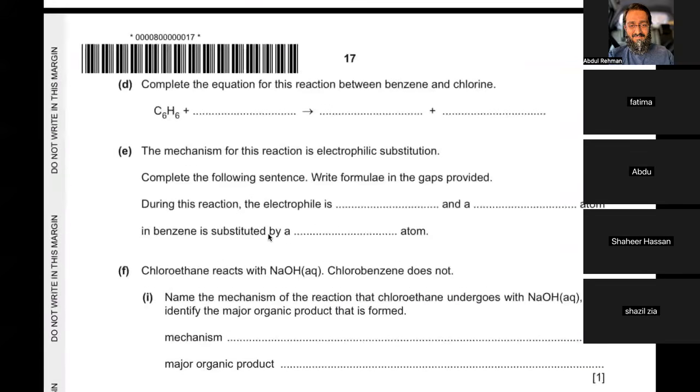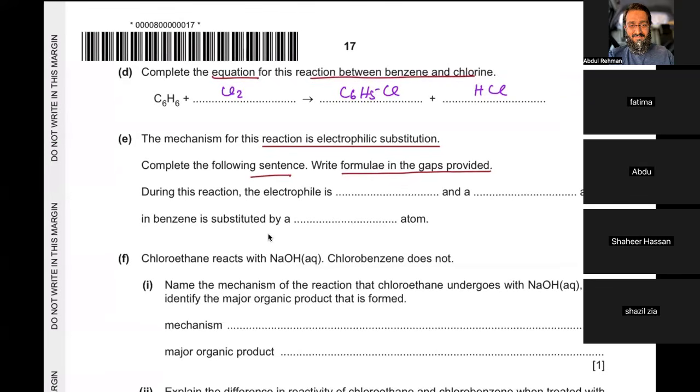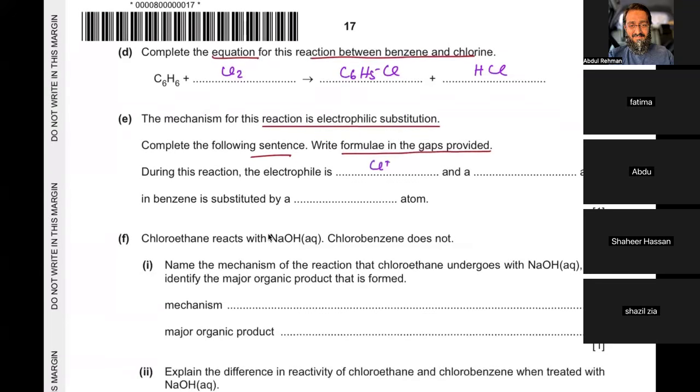Now, complete the equation for the reaction between benzene and chlorine. So it's very easy. Cl2, C6H5Cl plus HCl. The mechanism for this reaction is electrophilic substitution. Complete the following sentence. Write the formula in the gaps provided. During the reaction, the electrophile is Cl+ and a hydrogen atom in a benzene is substituted by a chlorine atom.